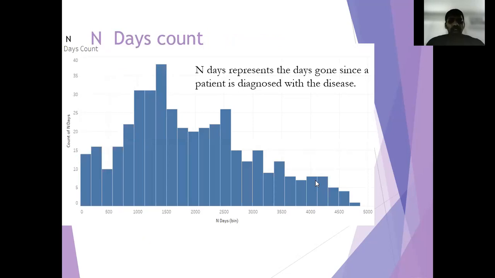And in the next slide, the histogram represents the N days, the days gone since a patient was diagnosed with the disease. It counts the number of days for all the patients diagnosed with the disease. Those between 1000 and 1500 days had the highest count, as you see in the bar graph. So that is what I just want to explain in this slide.